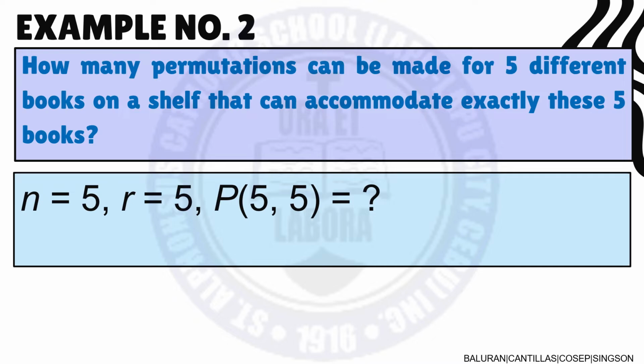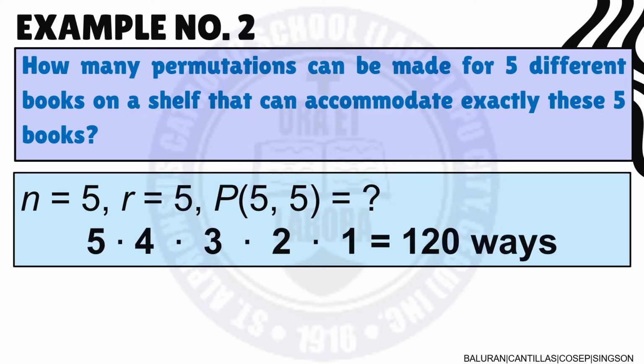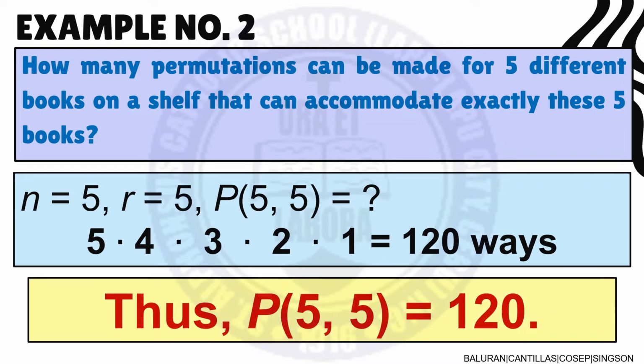So we have the notation, the permutation of 5 books taken 5 at a time. To compute using the fundamental principle of counting, we can make use of 5 times 4 times 3 times 2 times 1. That gives us 120 ways. Thus, the permutation of 5 books taken 5 at a time is equal to 120.